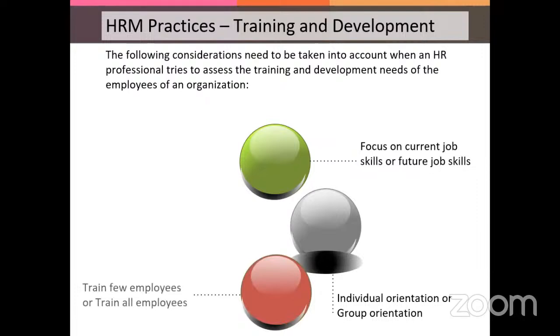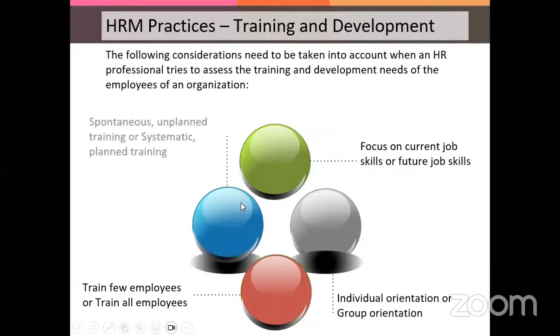Now, still on training and development, the following considerations need to be taken into account when an HR professional tries to assess training and development needs of the employees of an organization. You are focused on current job skills or future job skills. So when you're trying to train, is it going to be a focus on current job skills, or is it going to be a feature for future job skills? Do you have individual orientation or group orientation? Is it going to be a training for individual orientation, or is it going to be a group induction program? Then is it going to be a training for few employees, or is it going to be a training for all employees? Is it going to be a spontaneously unplanned training, or is it going to be a systematic planned training? All of these considerations need to be put into place while deciding on training and development.